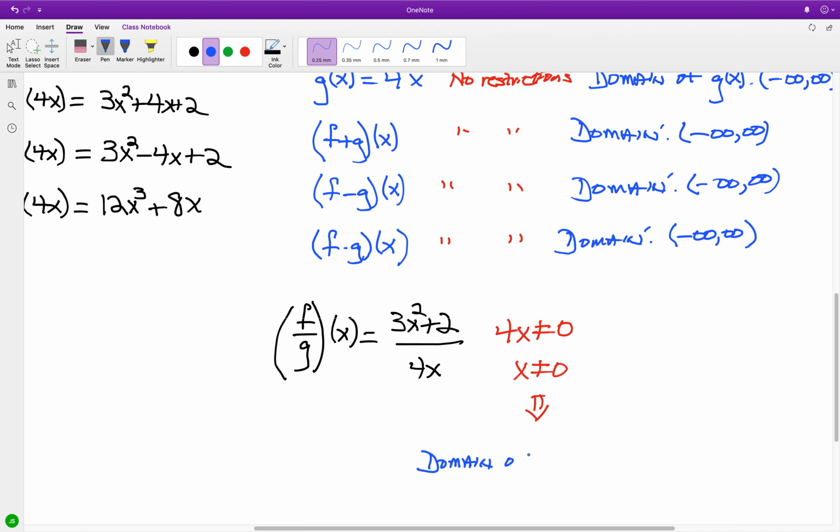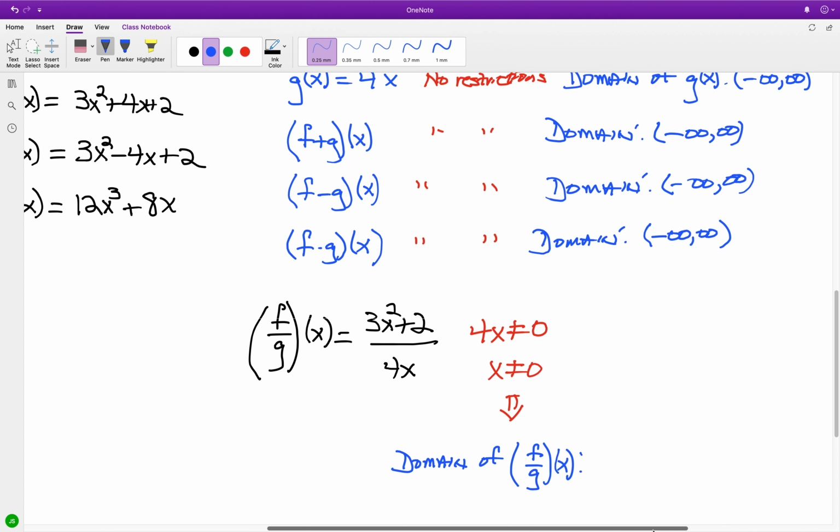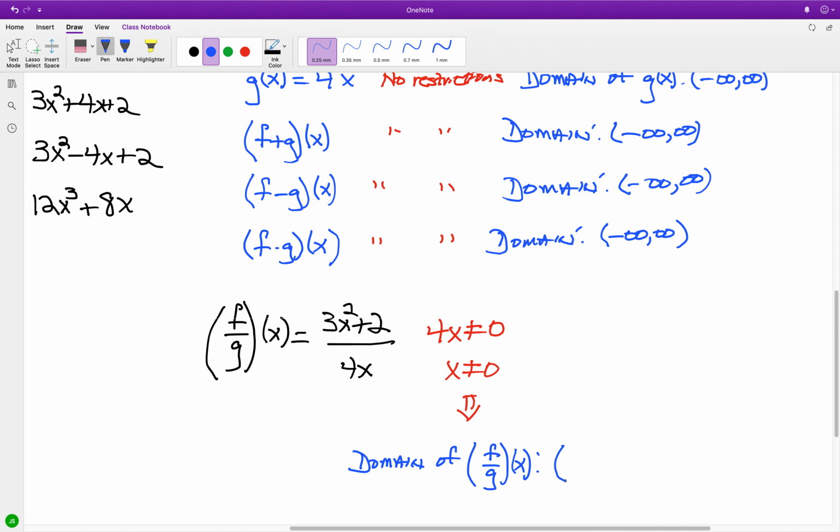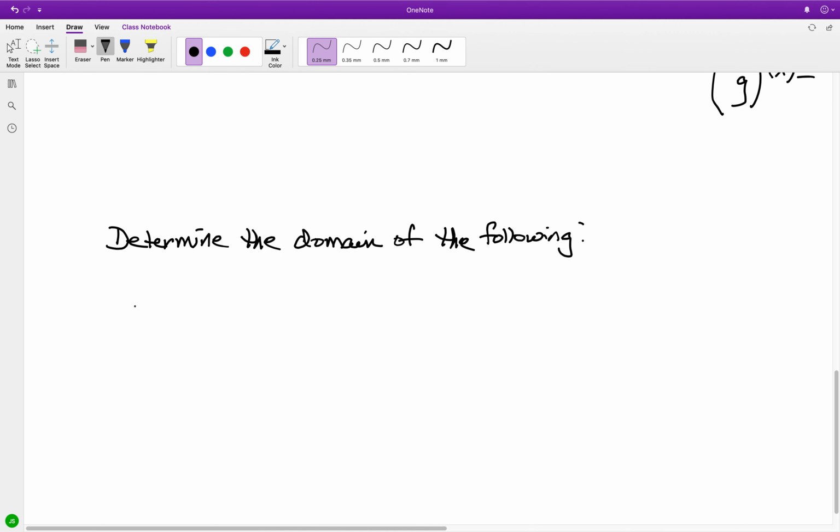All right, so for the domain of the quotient function, we have all values of x excluding 0. Utilizing interval notation, we're going from negative infinity approaching but not including 0, so you have from negative infinity to 0 in parentheses. That means we are leaving out 0, so you have values of x less than 0. And then for those values of x greater than 0, we have, again, another open interval.